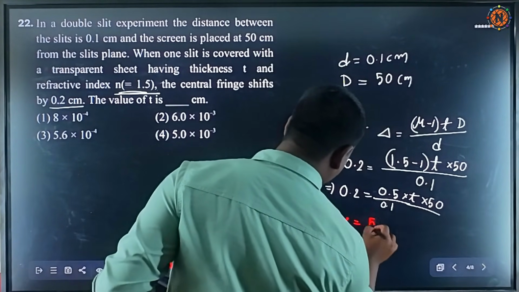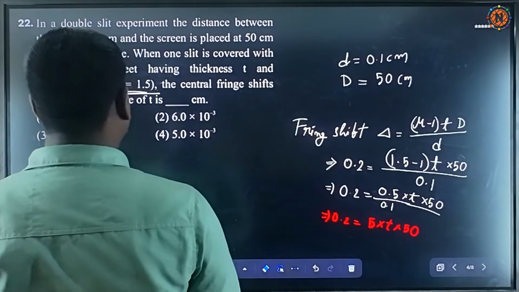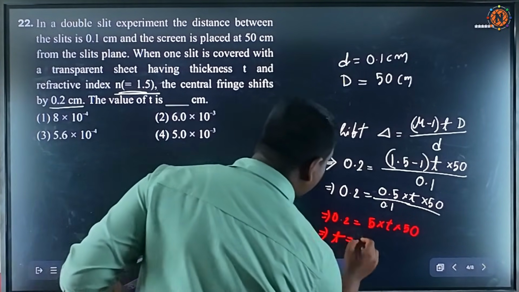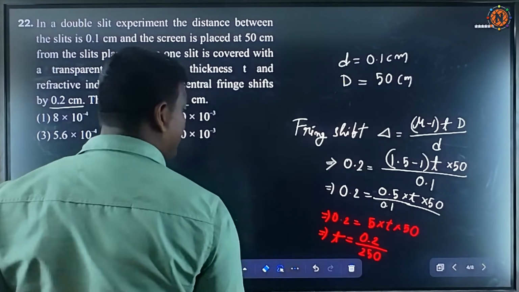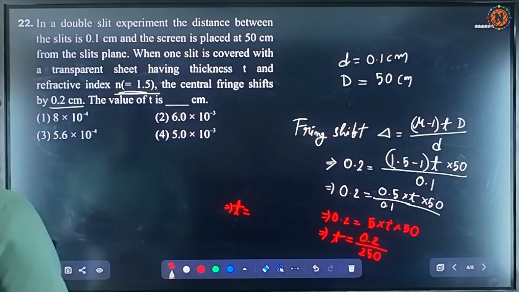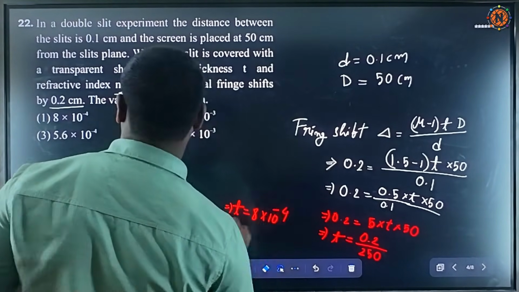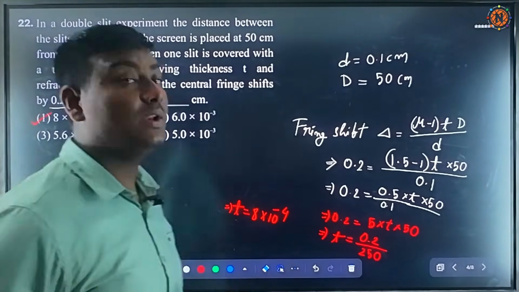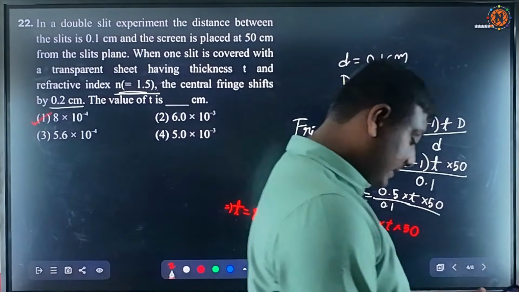0.2. This will be 5 into T into 50. Okay. So if we calculate this, T equal to 0.2 divided by 250. And if you solve this, you will get T equal to how much? T equal to 8 into 10 to the power minus 4 centimeter. Yes, option A is the correct answer. Very simple question. Okay, let's go to the next question.